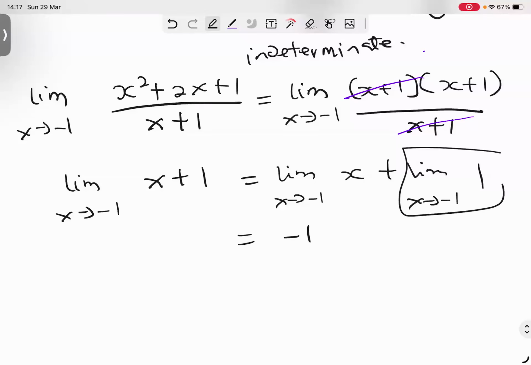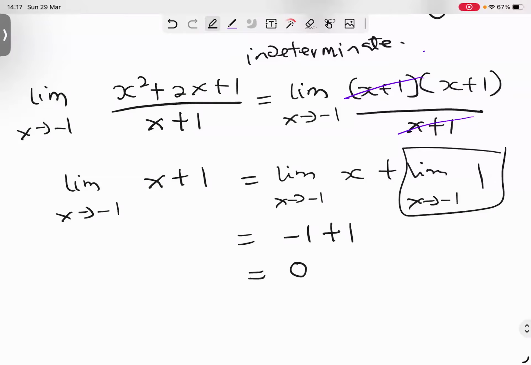What kind of property can I use to evaluate the second limit? A constant. What is the limit of a constant? The constant itself. I have -1 plus 1, and this is equal to 0. So the limit does exist. The answer is equal to 0 and not 0 over 0.